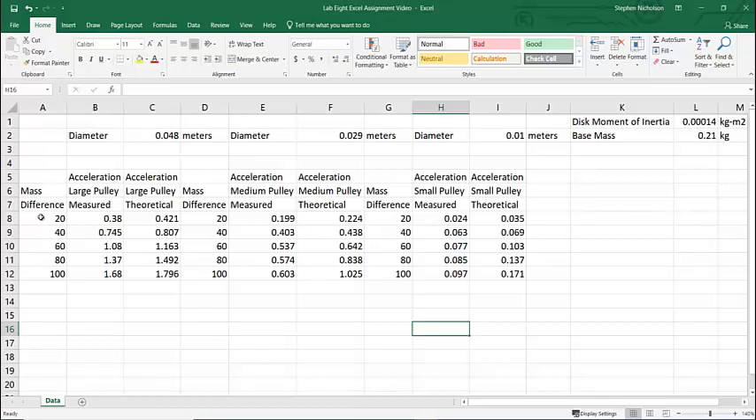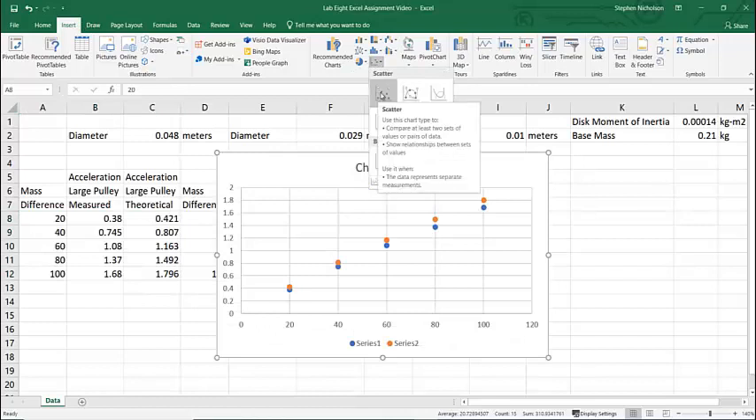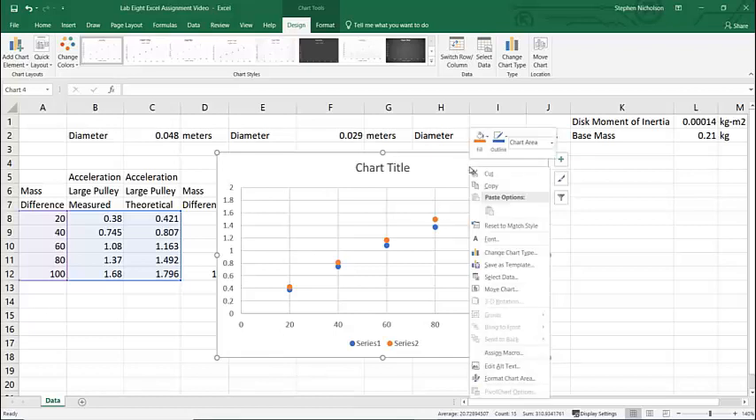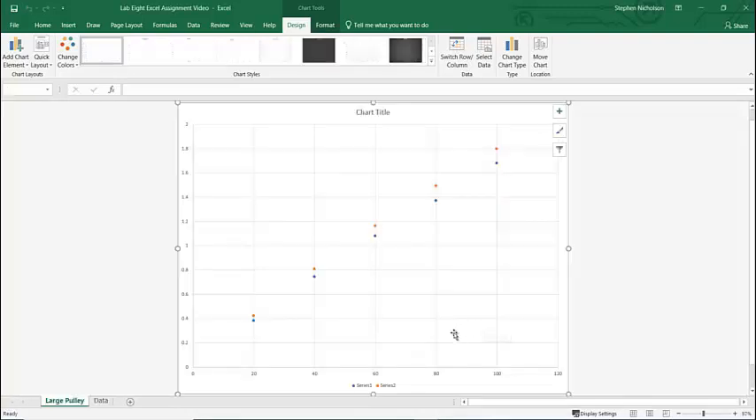Okay. Now, what we're going to do is highlight this. So we've got the X values, and then we've got the 2 Y values. We'll go to Insert, Chart, just the data points. So there's our chart. And we want to move this to a separate tab. So we'll click inside the chart, right click, choose Move Chart, create a new sheet, and we'll call that Large Pulley. That'll create a new tab called Large Pulley that has the data.